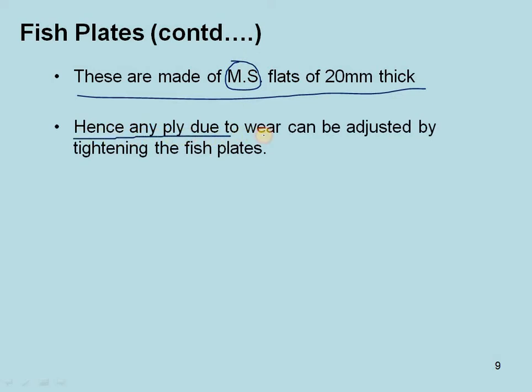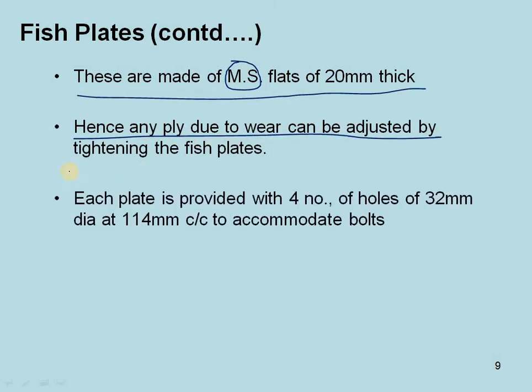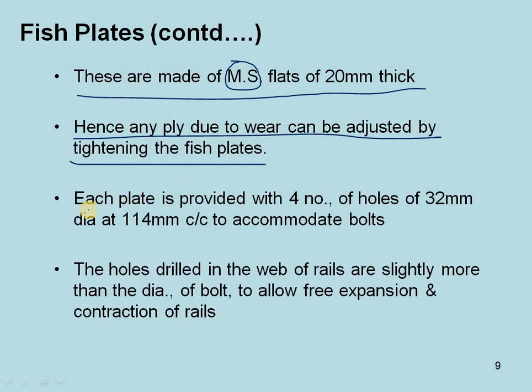Hence, any play due to wear can be adjusted by tightening the fish plates, and each plate is provided with 4 holes of 32 mm diameter at 114 mm center to center to accommodate bolts. So the distance between the center to center is 114, that is 11.4 centimeters center to center of the bolts.